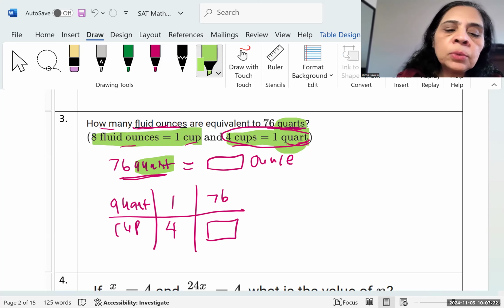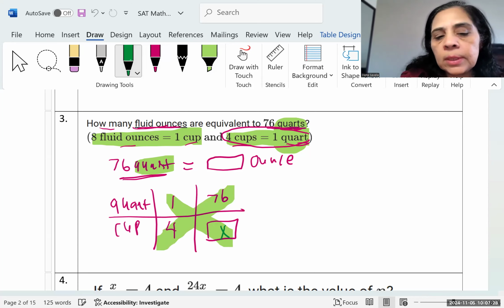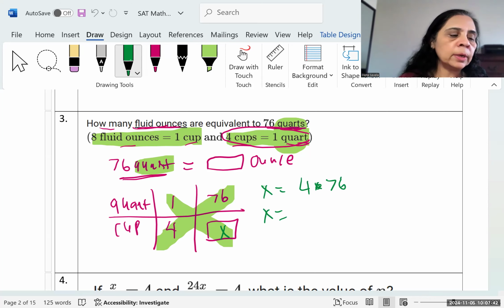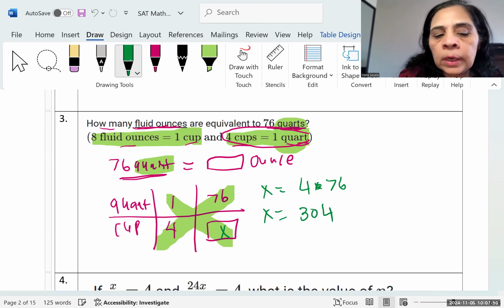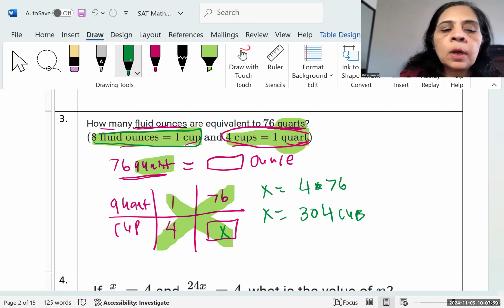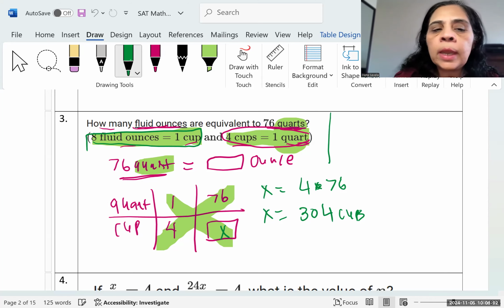When we do ratio table, you can do cross multiplication. Look at this, right? We can write x here because it's unknown. So we can write equation 1 times x is x. 4 times 76. What is 4 times 76? Or you can use simply calculator quickly, right? So 4 times 76 is 304. So 304 is what? Cups. Now what we can do? Cups to ounce. Now we can use this one. Cups to ounce. So we can use again here.